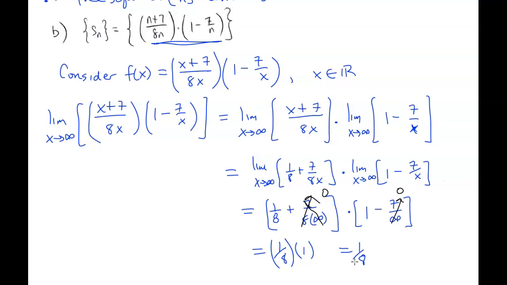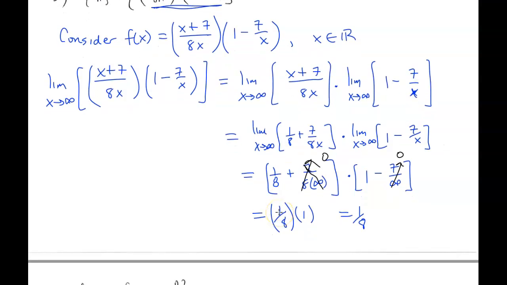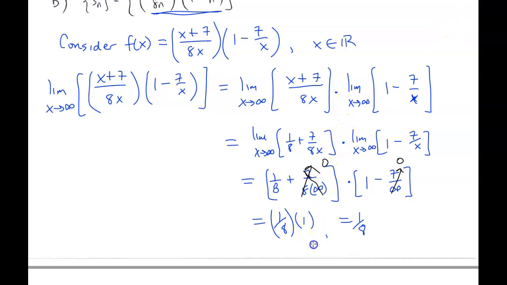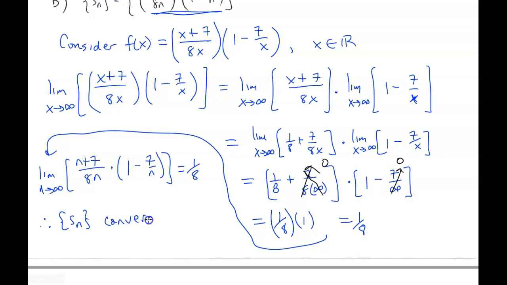And since 1/8 is a real number, what that means is that this particular limit exists, which means the limit of the corresponding sequence as n approaches infinity is also going to exist as well. All right, so from here, I'm running out of room. Just going to basically say from all of this that the limit as n approaches infinity of n plus 7 divided by 8n times 1 over 7 divided by n is going to equal 1/8. And therefore, this sequence S of n converges.